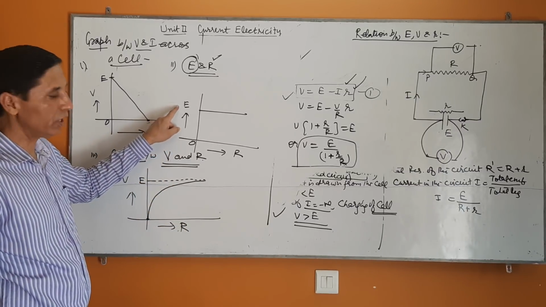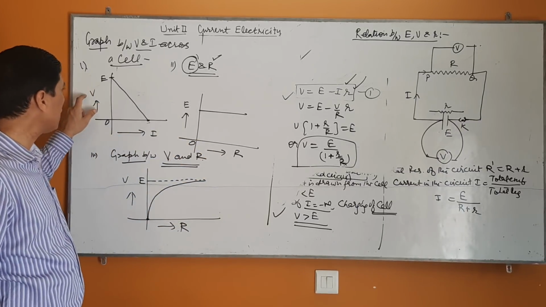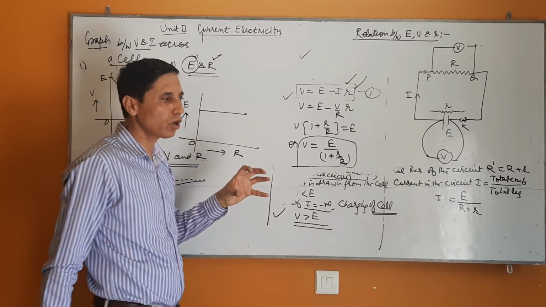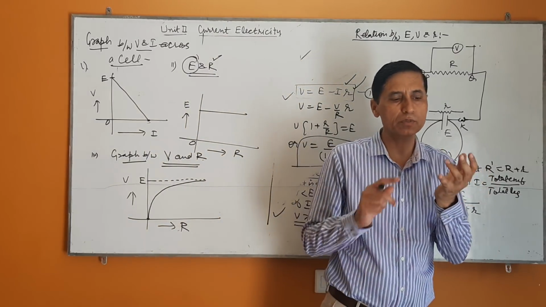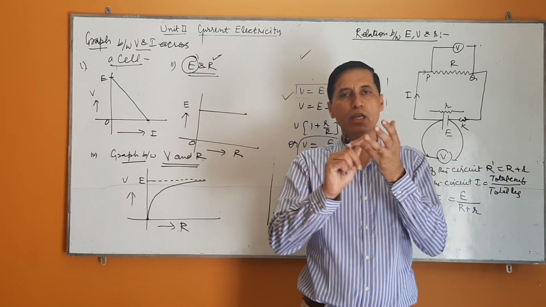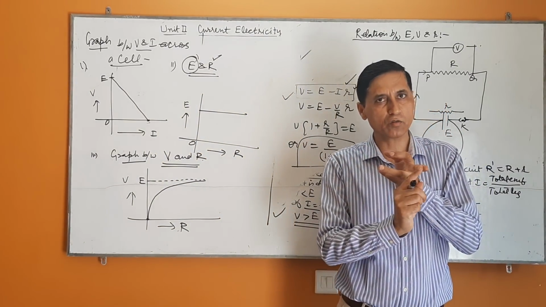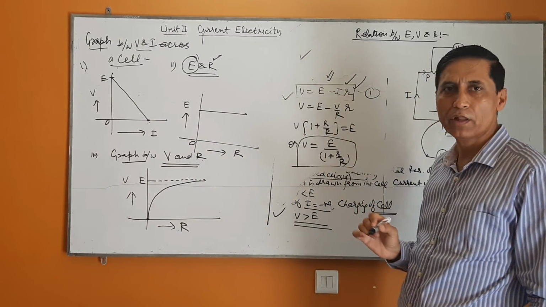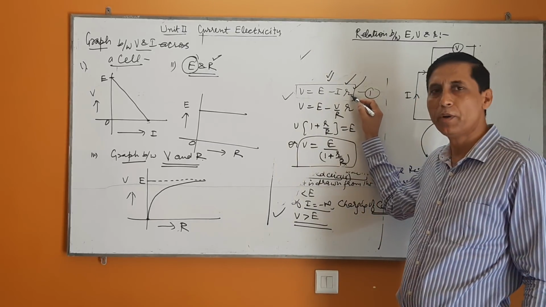This is the graph between E and capital R. This is the graph between V and I for a cell. Now it's a very important topic. We have defined three important terms: terminal potential difference, EMF, and internal resistance of a cell. We have established the relation between them. This is the relation between them. We have found the value of internal resistance.